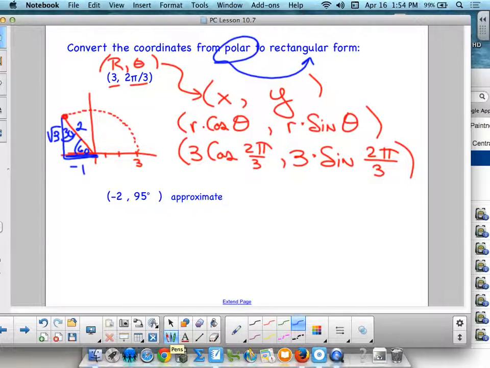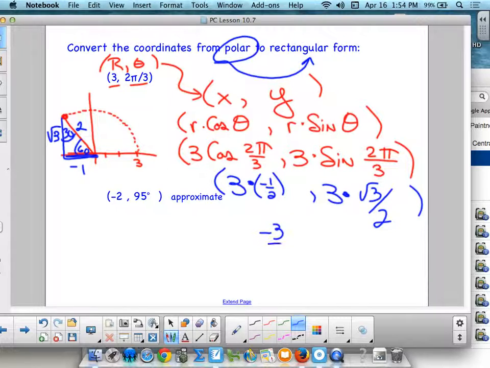Finish it. 3 times, what's cosine of 2/3 pi? This over this. -1/2. Comma, this will be the x value, by the way. Comma what? 3 times what? Square root of 3 over 2. So if you did all that multiplying, you'd end up with that, comma, that.